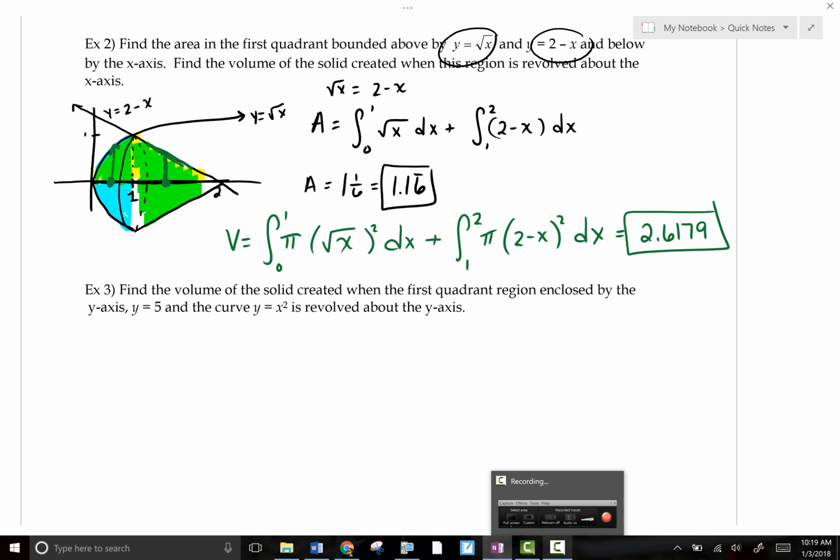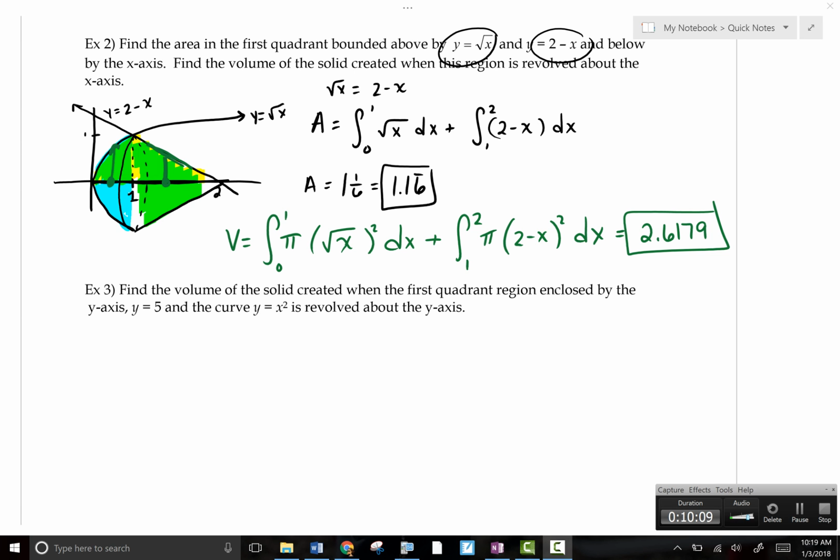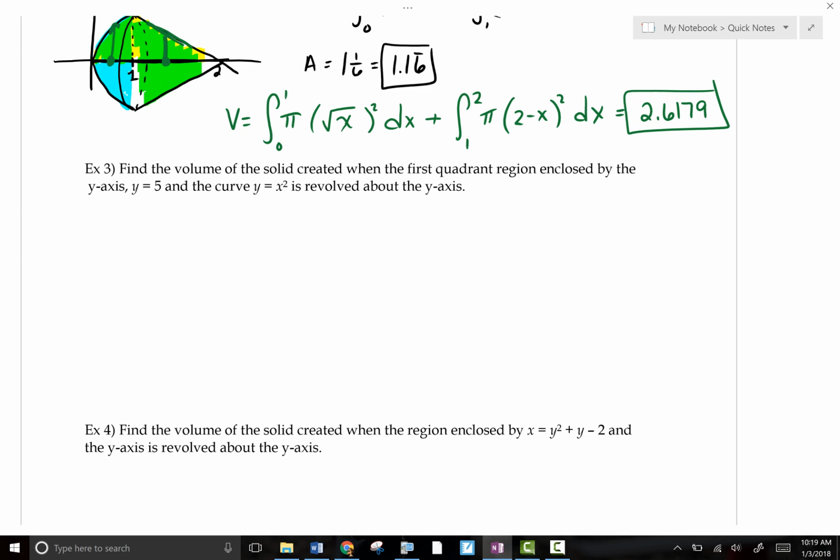How am I doing on time here? I don't even know. 10 minutes. Okay, I got time. So find the volume of the solid created when the first quadrant region enclosed by the y-axis, y equals 5, and y equals x squared is revolved about the y-axis.